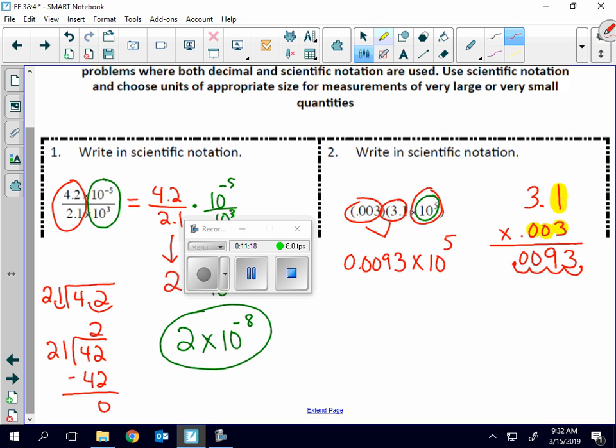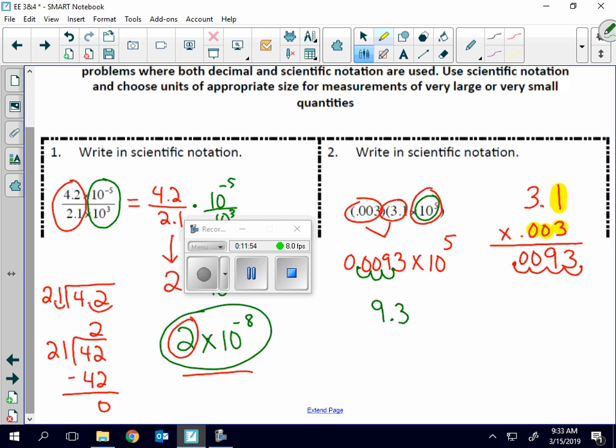But the difference between this one and number 1, notice number 1 already had the coefficient between 1 and 10. Right now, our coefficient, our number up front, is not between 1 and 10, which means we need to move the decimal now. All right, if we move the decimal, we have to go, it's right here, 1, 2, 3 times, making it bigger. So this is now 9.3.